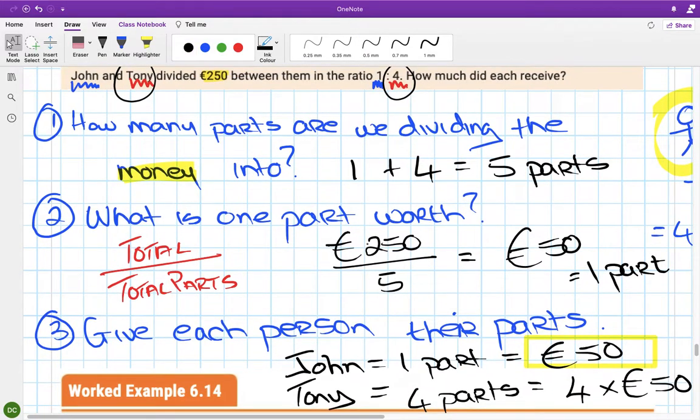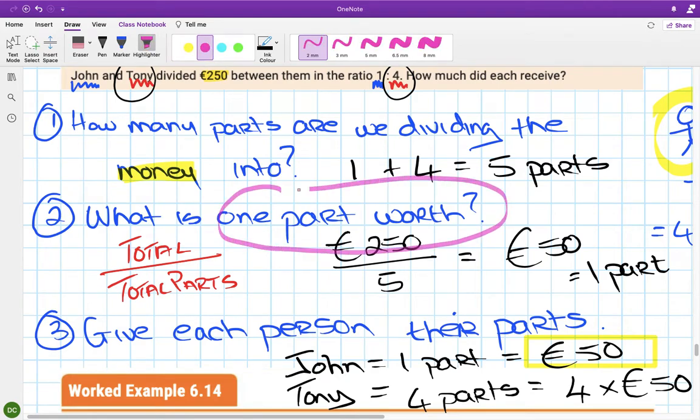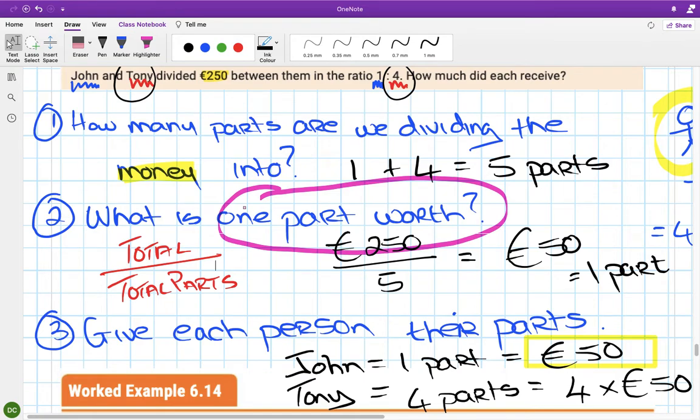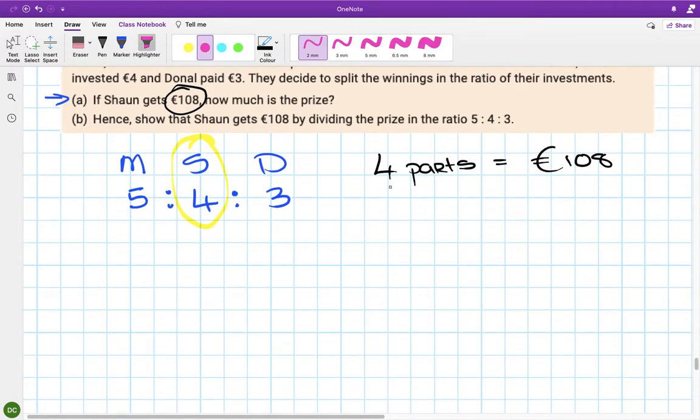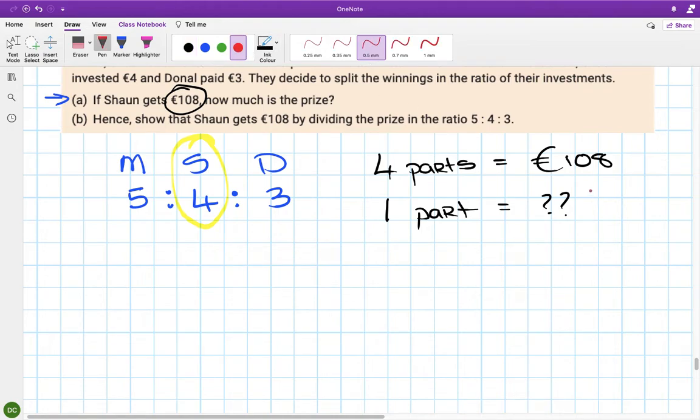Okay, the absolute goal with these questions, and the only way you're going to solve them, is if you can figure out what 1 part is worth. Okay, so if 4 parts are worth €108, then how will we figure out what 1 part is worth? Okay, hopefully you're saying it. You just divide by 4. So we take 108 and we divide by 4, and we figure out that 1 part is worth €27.